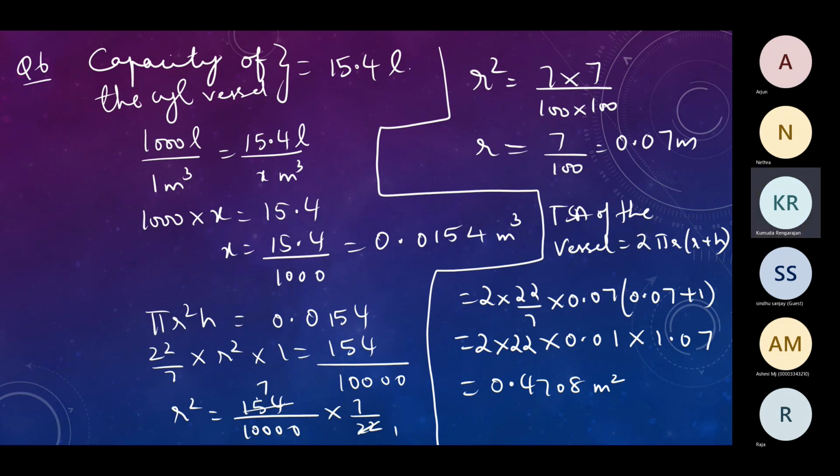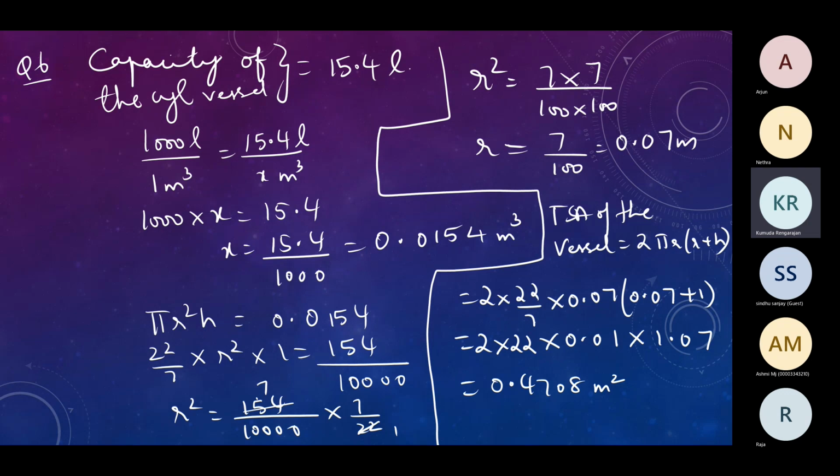So in this question, children, you're given that the vessel is a closed cylindrical vessel. That's very important. The capacity of the vessel is given to be 15.4 liters. So we know we have to convert it to meter cubed. Why? Because when you have to find the radius or height, you will have to find it in meter or centimeter, not in liters. I think the height is given. You have to find the radius.